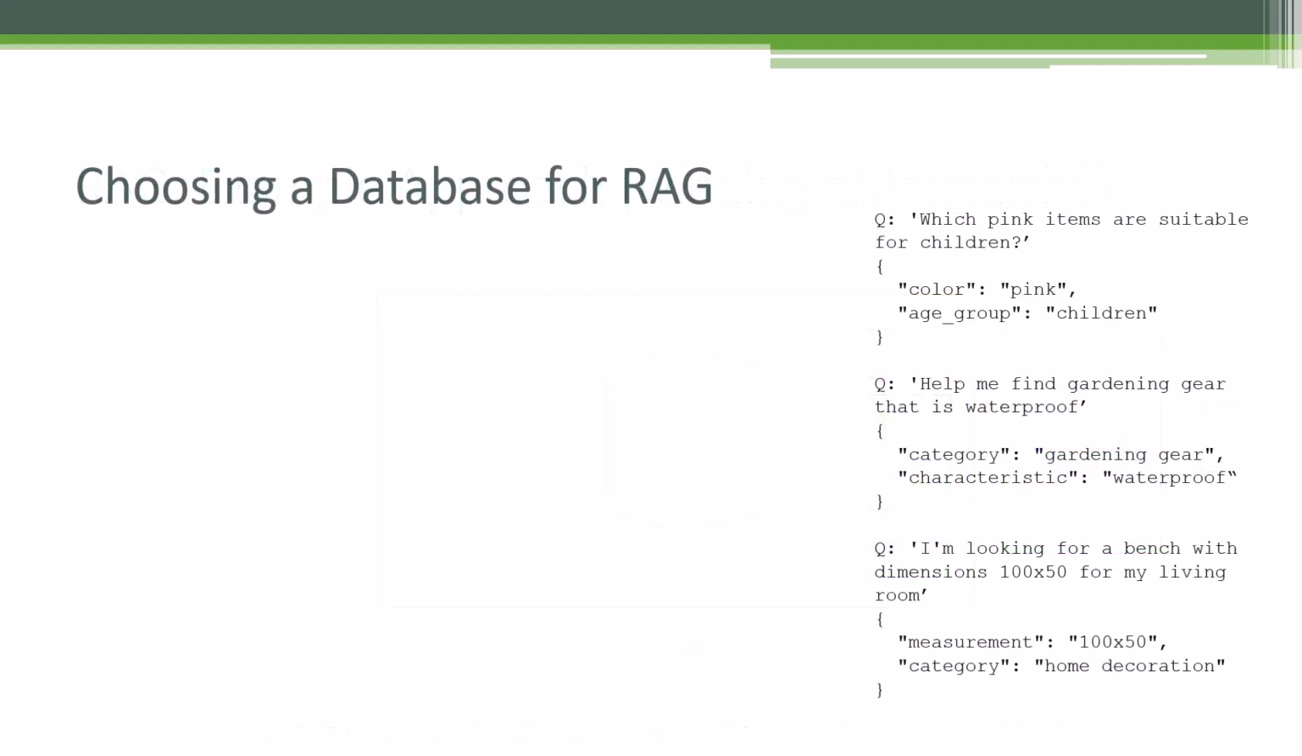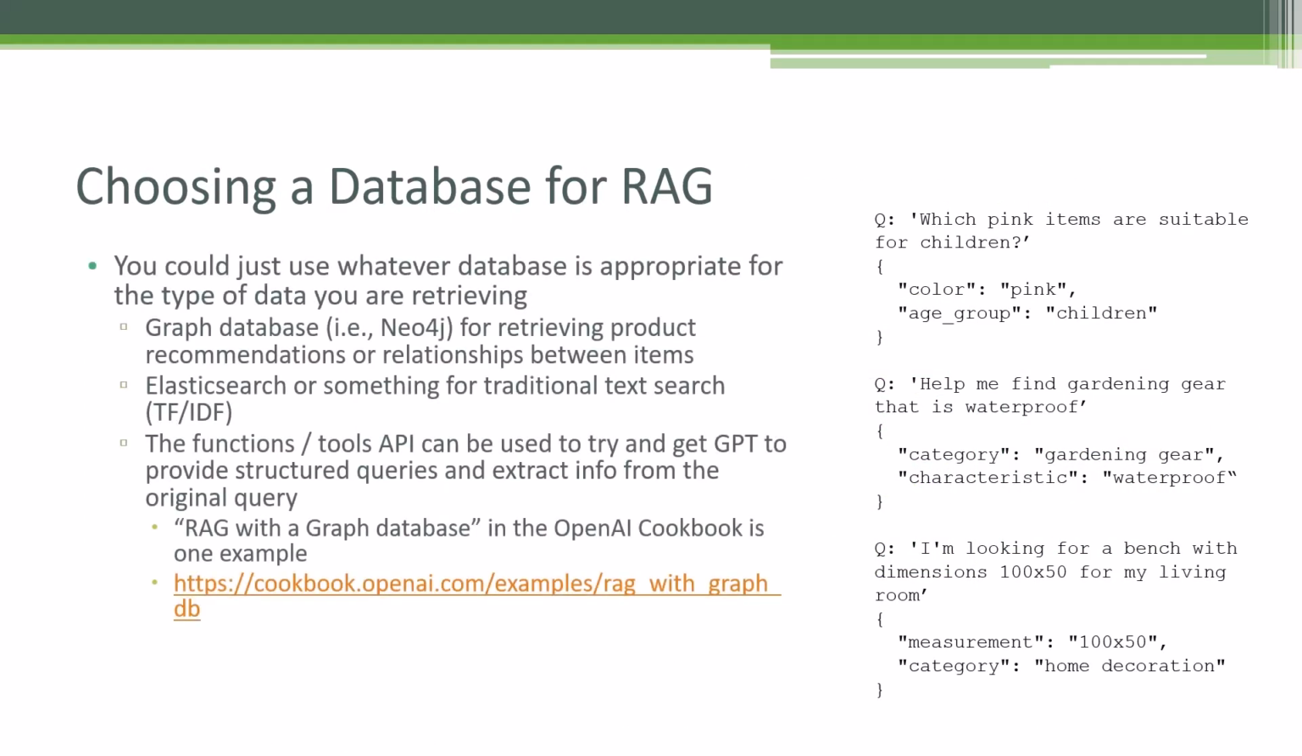So how do you pick a database? There's many ways of going about that. What are you going to query in that retrieval stage? Well, you can use whatever's appropriate for the type of data that you're retrieving. So I talked earlier about that example of retrieving product recommendations. For that, maybe a graph database is the most appropriate choice, something like Neo4j.